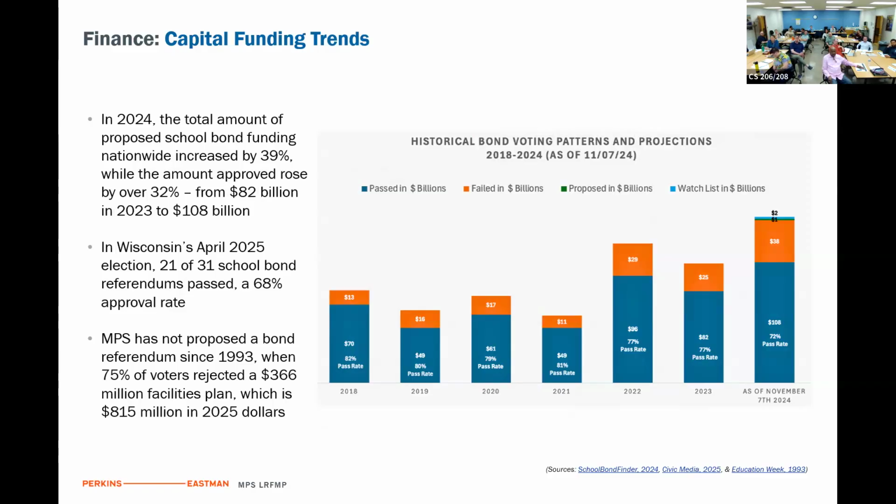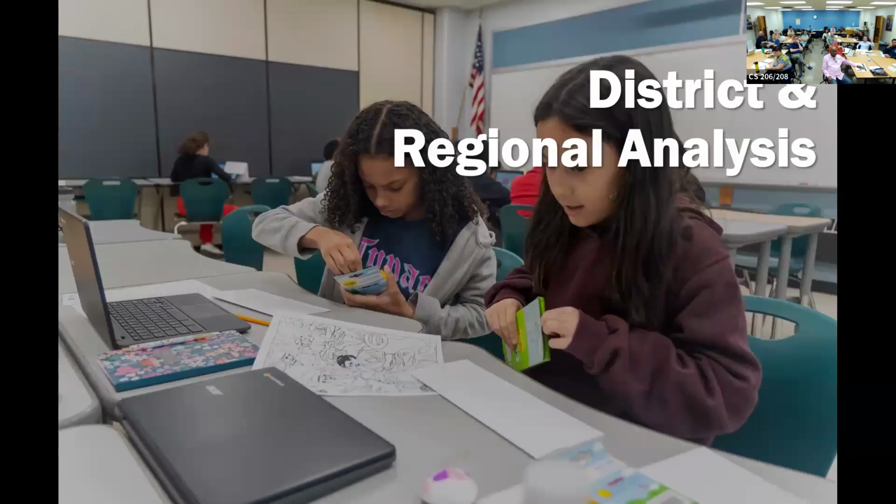Looking more local, in the April election in Wisconsin, there were 31 school bond pursuits, and 21 of them passed. MPS has not pursued a school bond referendum since 1993, which was for 366 million, or 815 million in today's dollars, and was rejected, with 75% of voters voting no. Just highlighting some important historical details here. All right, I moved through that quickly. Any questions specific to any of that?